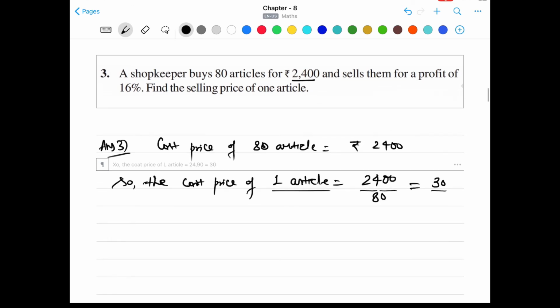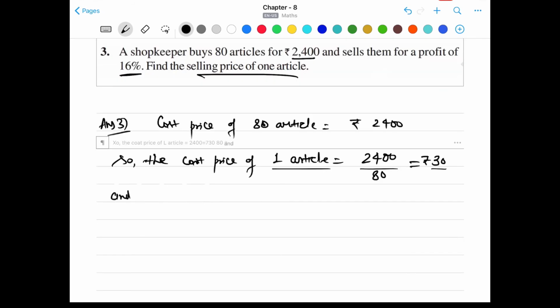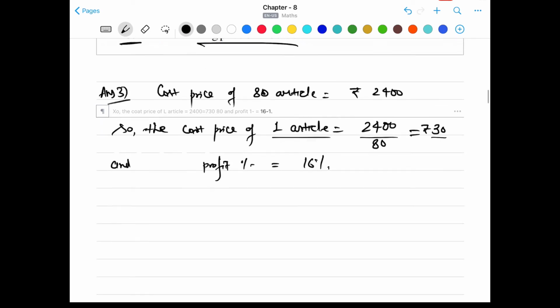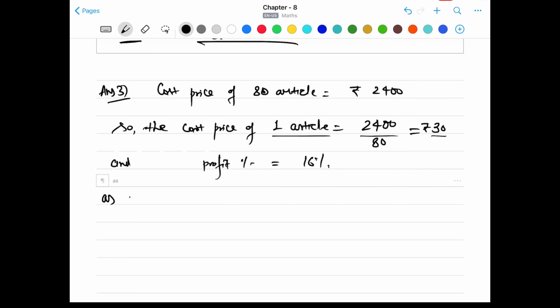Now the shopkeeper wants to sell this at a profit of 16%, and we have to find the selling price. The profit percent is given as 16%.